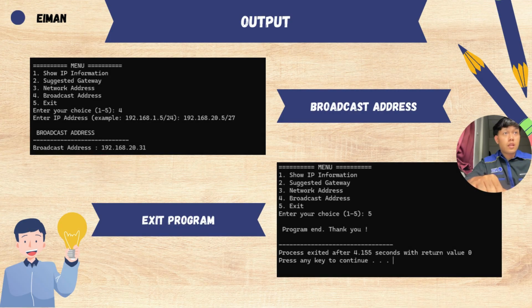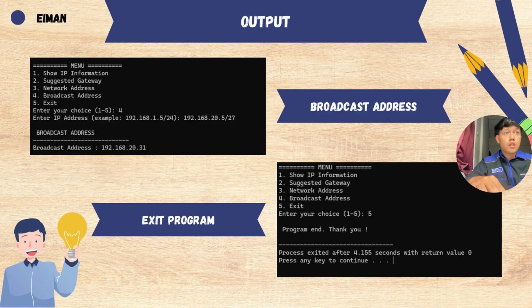Next, the user selects option 4 for broadcast address from the menu. The program prompts the user to enter an IP address. In this case, after the input, the system calculates and displays the broadcast address. This address represents the last IP in the subnet and is used to send a message to all devices within the network, and it is helpful for communication like sending announcements or updates across all connected hosts.